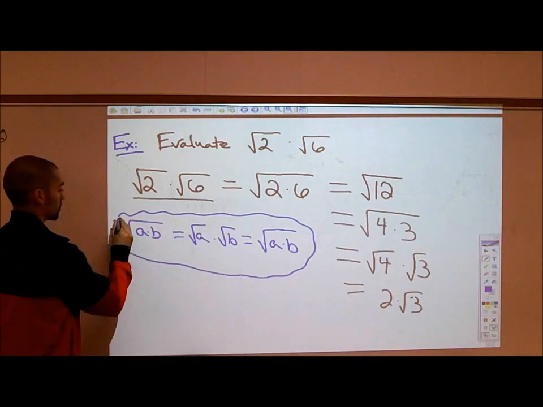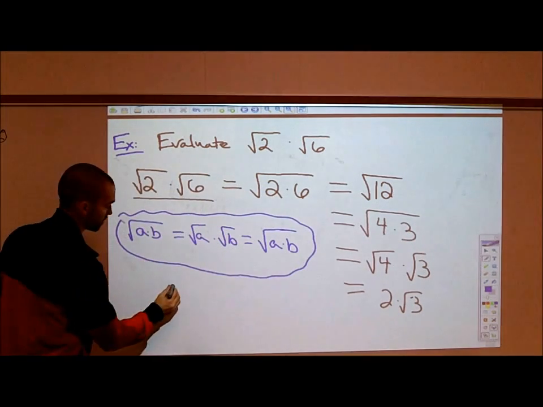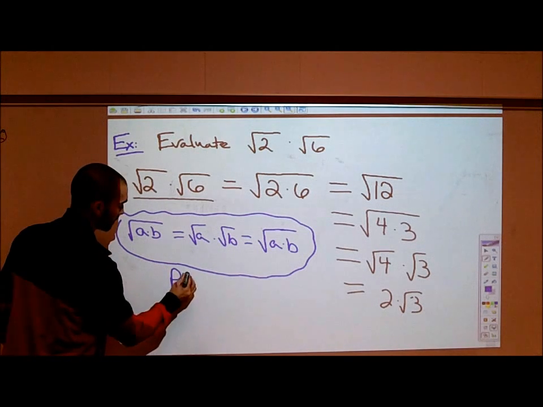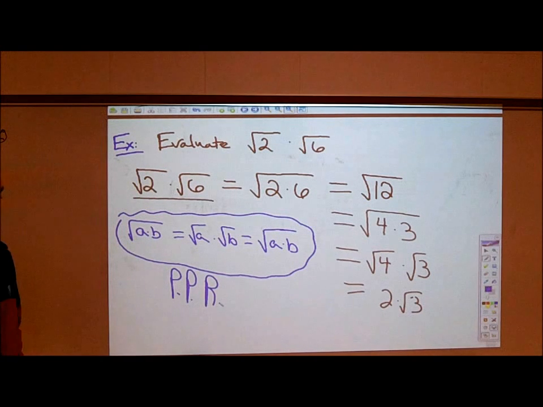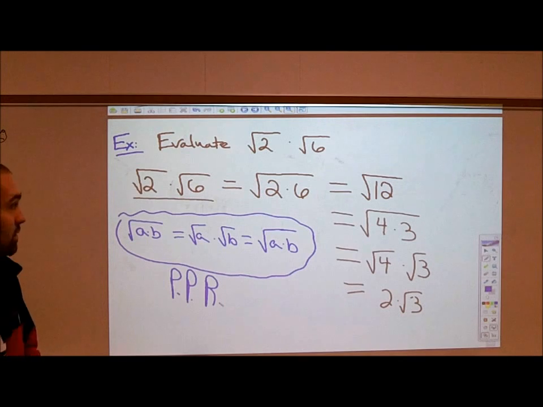So I'll just give that a little more. Again, this is the product property of radicals, PPR, product properties of radicals. Okay? Good. So let's try another example.